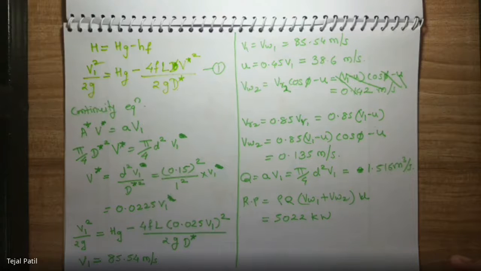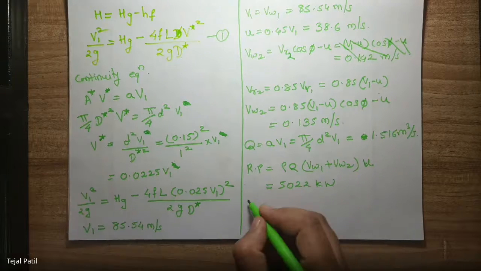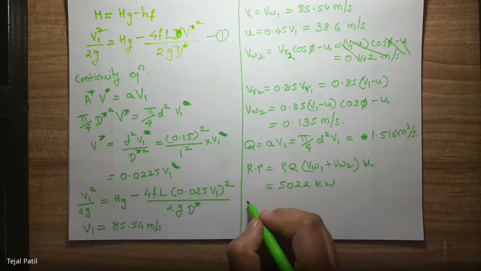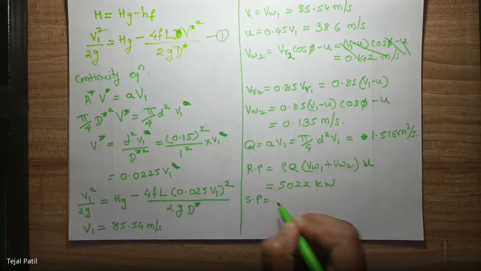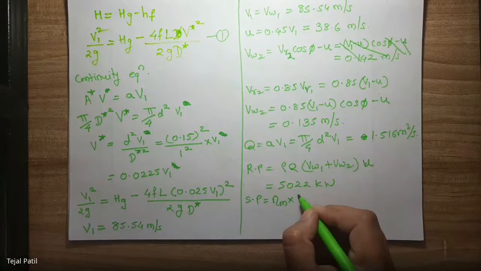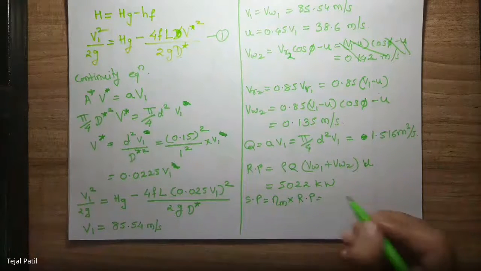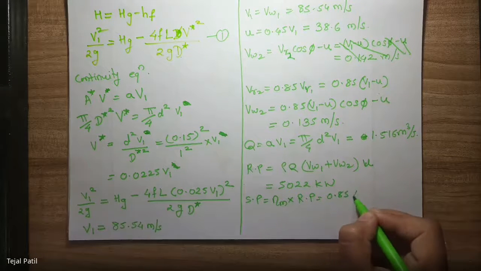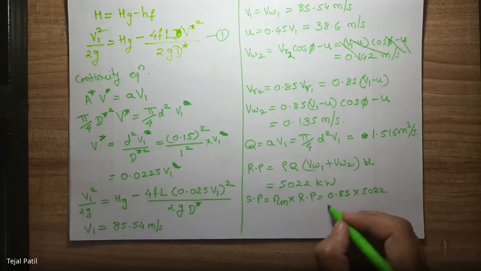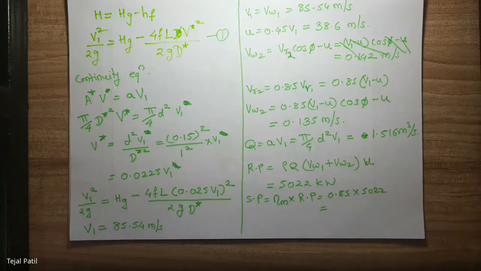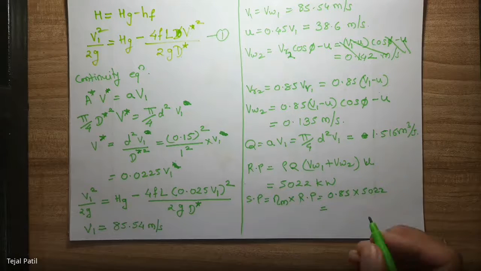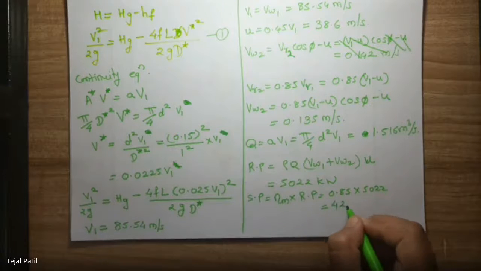Now once you have found the RP, the next target is to find the shaft power. For that, mechanical efficiency is given to you, right? So you can write shaft power is equal to mechanical efficiency multiplied by your RP. Mechanical efficiency is given as 85%, so 0.85 into 5022 kilowatt. After that, you will get the shaft power. So how much is the shaft power? 4269, correct? 4269.